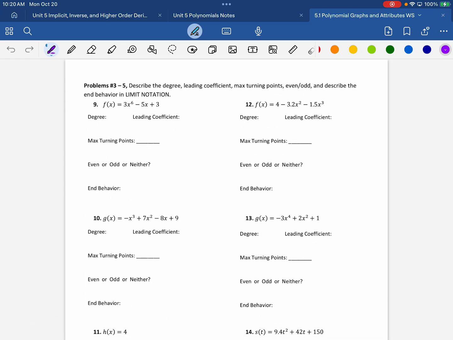And like I said, I don't have you sketching graphs now, but as we get more into this unit, we are going to be sketching polynomial functions. So just keep all of those things in mind and how they relate to a graph.